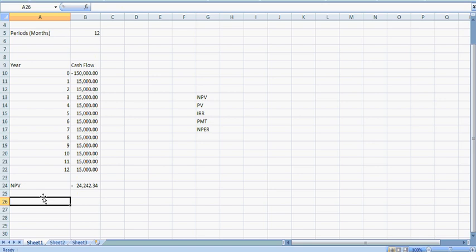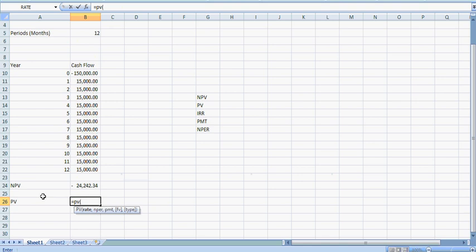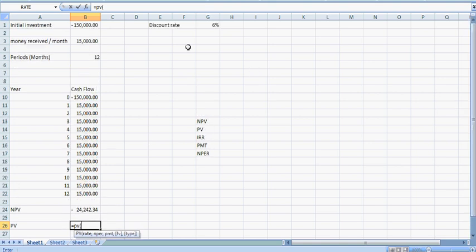Now, how do we do it using the present value function? The only difference between NPV and PV is that the present value will give us the present value of all of these cash flows, without considering the initial investment. We should start here by selecting the rate. Number of periods is 12, since we can count like this, 1, 2, 3, 4, 5, etc., until we get to 12. The payment, we have a positive payment of 15,000.